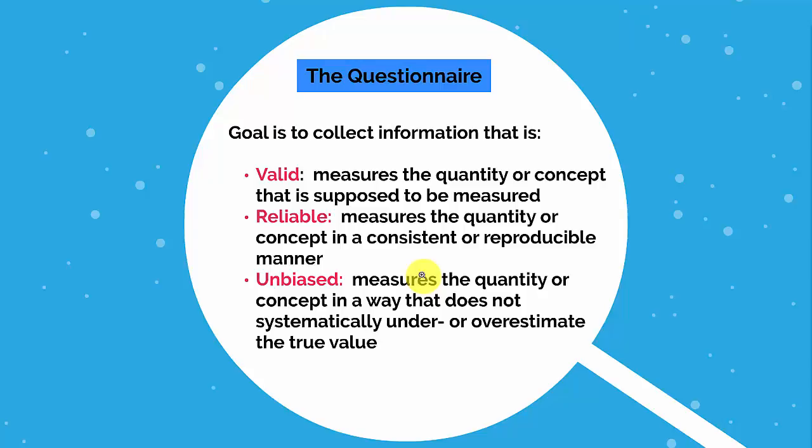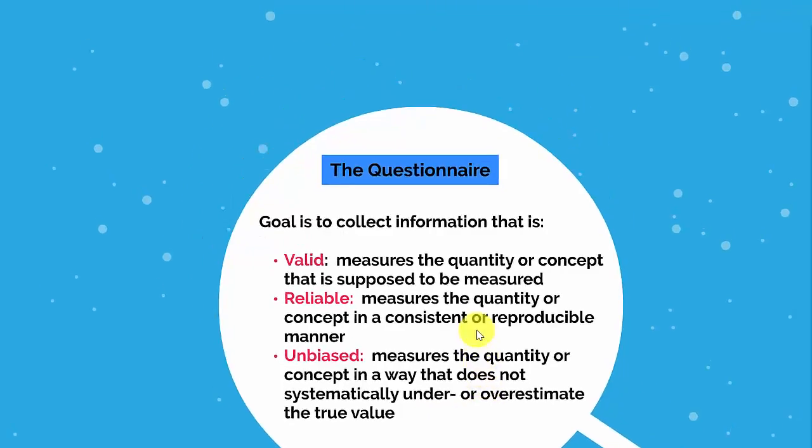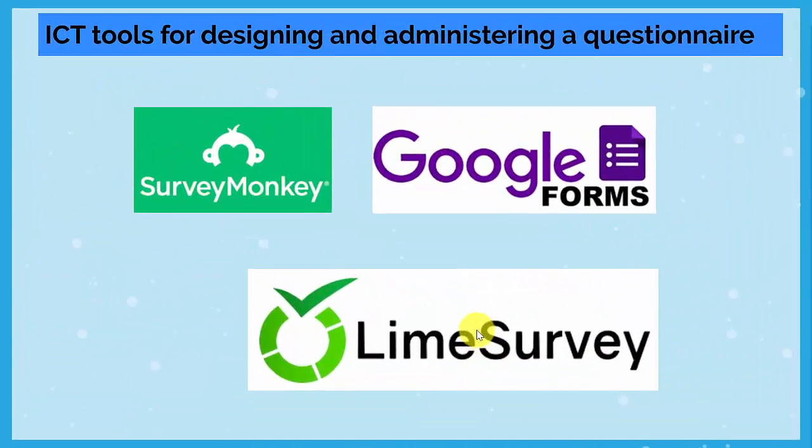I said that we'll be focusing on the questionnaire, and the goal of a questionnaire is to collect information that is valid, that is measuring the concept that it is supposed to measure, and that is reliable. I talked about this earlier in this lesson. And that is unbiased. It measures the quantity or concept in a way that does not systematically under or overestimate the true value. So, what are the tools that I'll be using for designing and administering a questionnaire?